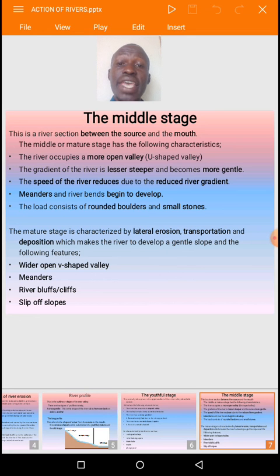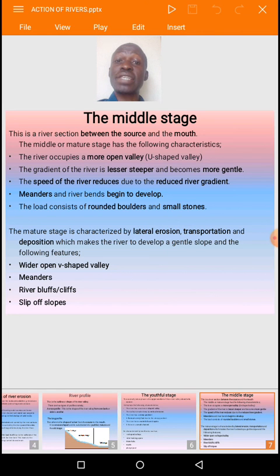And here the river occupies a more open, U-shaped valley. That means the valley of the river now starts widening. It may not be easy for you to jump from one bank to the other. Then the gradient of the river is now becoming less steep. We could say it's now getting gentle. The speed of the river also reduces.